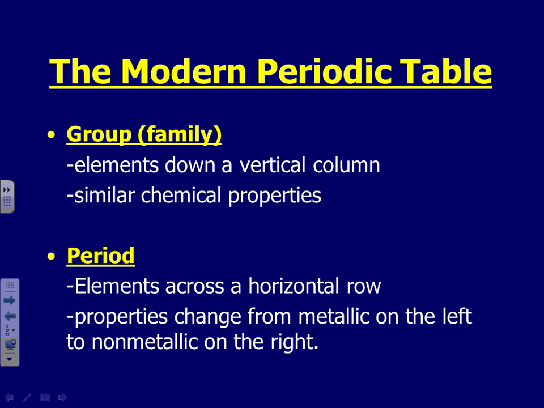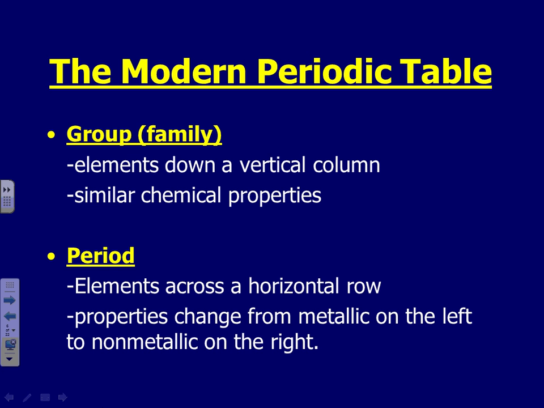So the group goes up and down, the vertical, and the period runs across. The group is also known as a family because the characteristics of these elements are very similar. Their properties are similar, just like in your family, characteristics would be similar. Does that make sense? I guess. Similar hair color, similar, I don't know. I guess that makes sense.